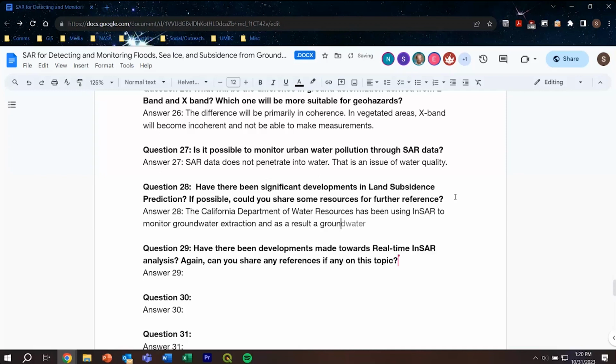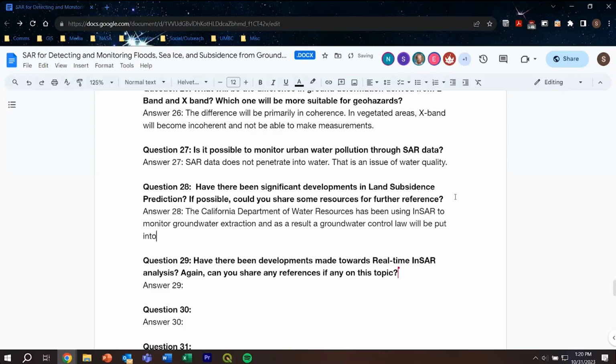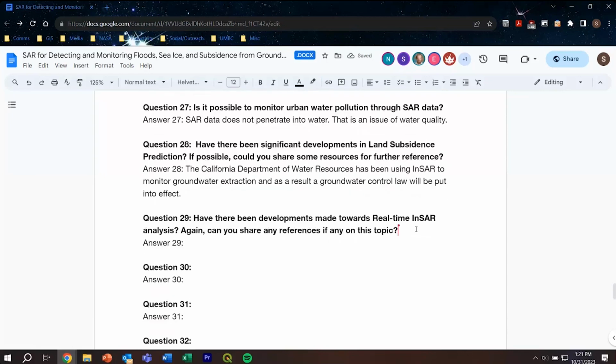Okay, and then the final question, have there been developments made toward real-time InSAR analysis? And if so, can you share any references? Not sure what they're referring to with real-time InSAR.